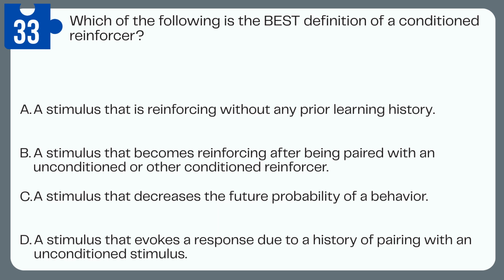Question 33. Which of the following is the best definition of a conditioned reinforcer? A. A stimulus that is reinforcing without any prior learning history. B. A stimulus that becomes reinforcing after being paired with an unconditioned or other conditioned reinforcer. C. A stimulus that decreases the future probability of a behavior. D. A stimulus that evokes a response due to a history of pairing with an unconditioned stimulus.